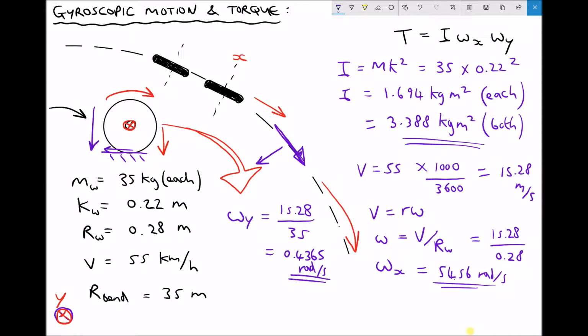So the final step then is to plug that into our torque equation, and we get T equals I, and it's the combined I of 3.388 times omega x, 54.56, times omega y, 0.4365, giving us a torque equal to 80.7 Newton meters.